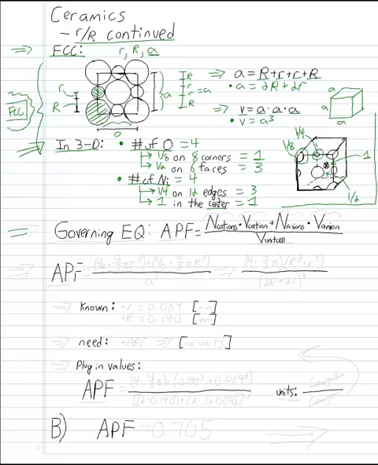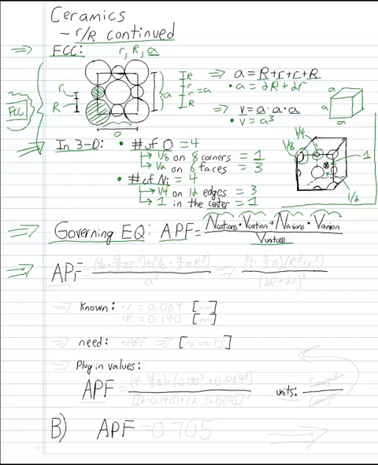Next up, we can move to the governing equation, the atomic packing factor. The atomic packing factor is equal to the number of cations in the unit cell multiplied by the volume of a cation, which is a sphere. This is added to the number of anions in a unit cell multiplied by the volume of an anion, which is also a sphere. All this is divided by the volume of the unit cell, which is the cube we've been talking about.